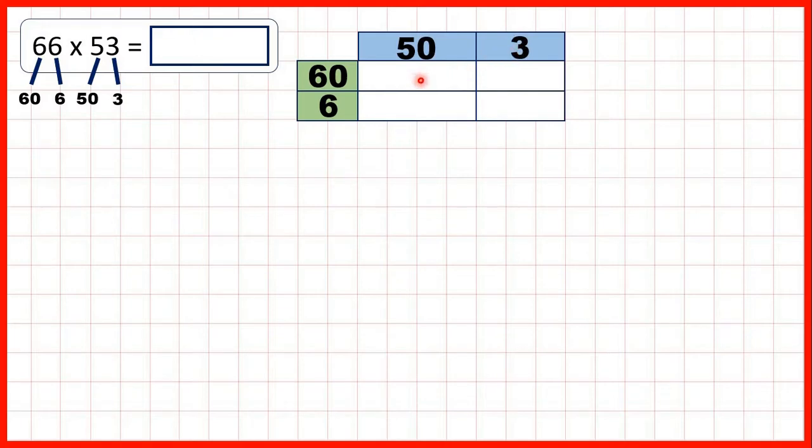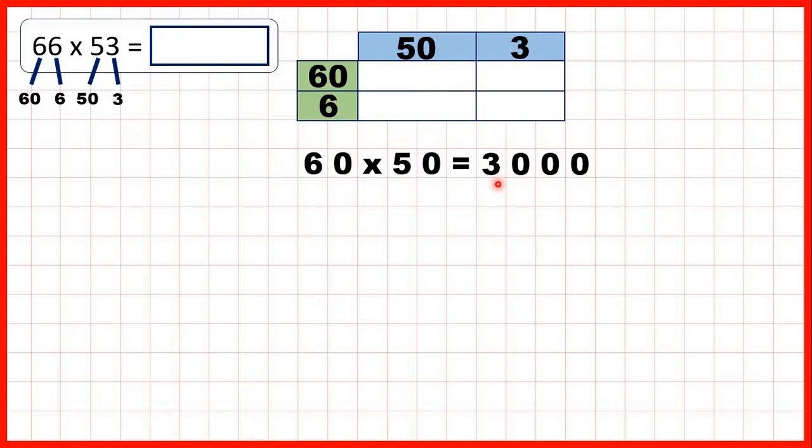So now we need to fill in our grid. For this box here, we need to work out 60 times 50. That's 3,000 because 6 times 5 is 30, but after we've written the 30, because there are two end zeros in the question, we need two end zeros in the answer after we've multiplied 6 by 5 to get 30. So we need 3,000 in this box here.